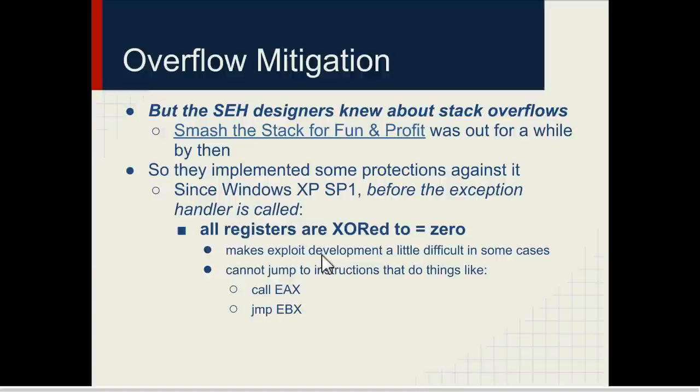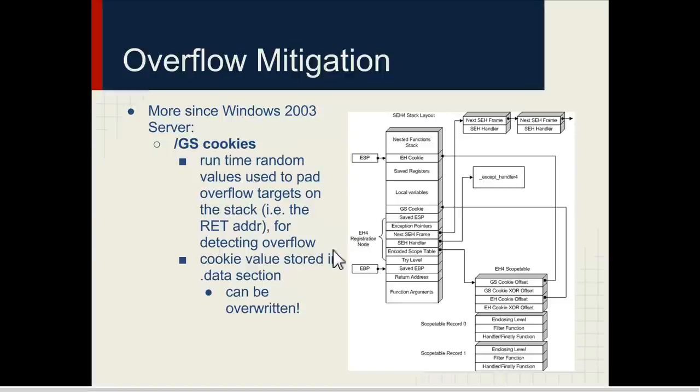Since Windows XP Service Pack 1, before the exception handler is called, all the registers are zeroed out. I believe that was handled by the exception dispatcher or whatever was calling that. That can make exploit development a little difficult if you're relying on calling an address and passing arguments to it in the registers. For instance, when doing straight int 0x80 system calls, you pass the arguments in the registers, and that disables that avenue of attack. It actually makes it a bit more difficult. It's not truly impossible because you can jump to shellcode later on.